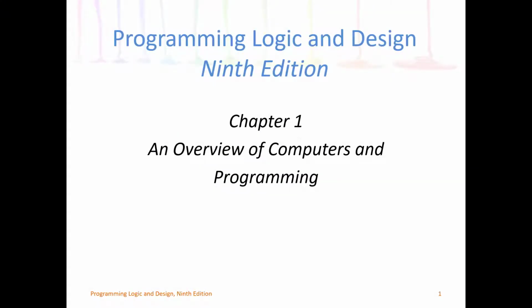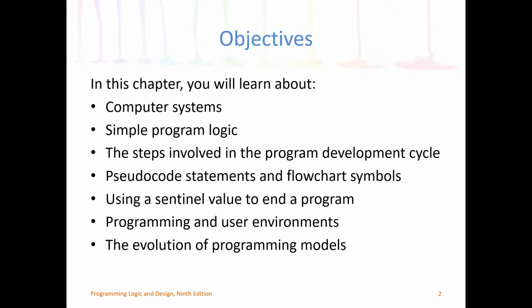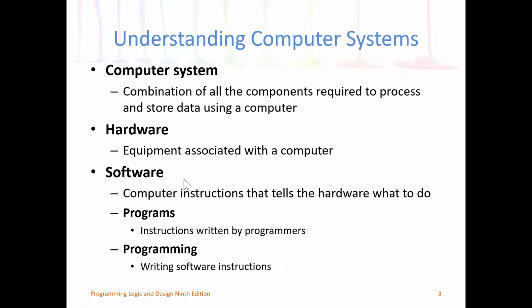All right, let's jump into Chapter 1 of Programming, Logic, and Design, ITSE 1329. It's a fairly small chapter, 37 slides, a couple introductory, a couple summary at the end. Let's go. In this chapter, here are our objectives: what's a computer, simple program logic, pseudocoding, flowcharting, programming models. We're going to see some stuff.